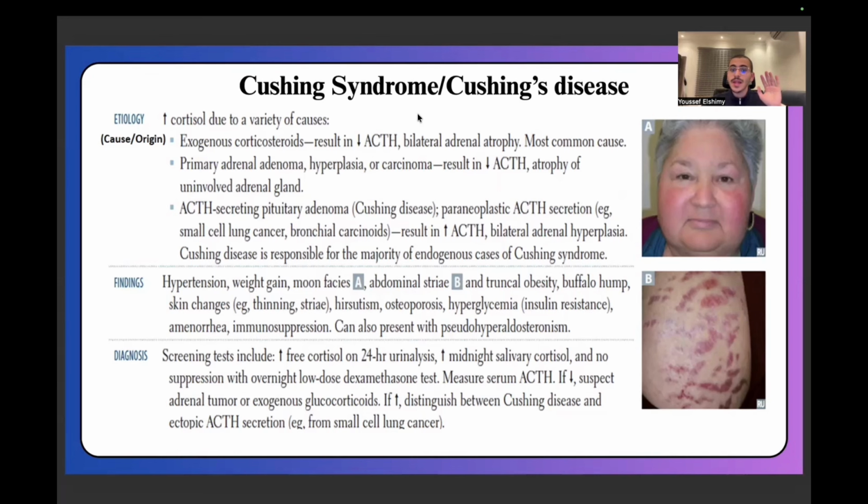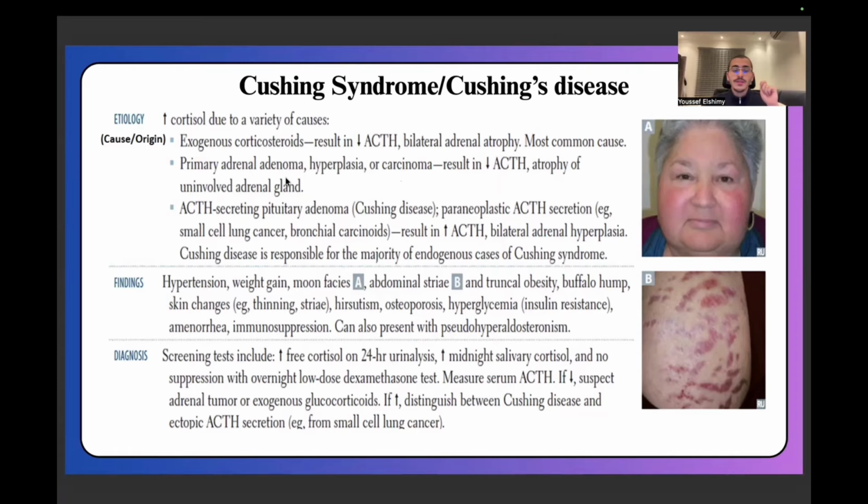This leads to bilateral adrenal atrophy because we said that ACTH is important for the trophic or growth effect of the adrenals. If you're taking exogenous steroids, it affects the adrenal gland and leads to bilateral adrenal atrophy. It's actually the most common cause, and it's easily diagnosed if the patients are truthful and say, yeah, I've been taking exogenous corticosteroids. But there are other ways to diagnose it.